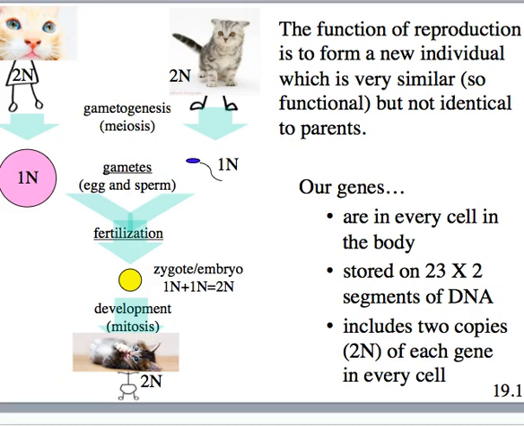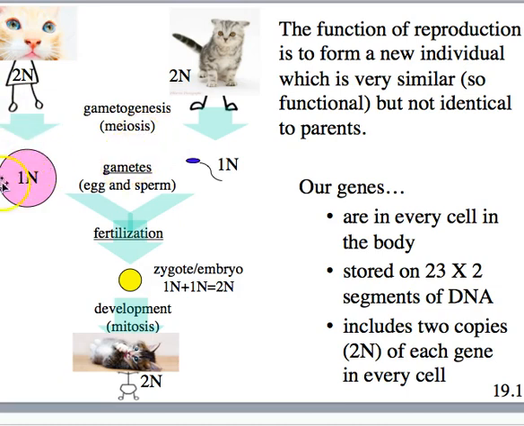Okay, so why do we even reproduce at all? What is the point? The function of the reproductive system is to make a new individual that is similar, so functional, but not identical to the parent. Humans have 2 copies of every gene. We have 23 chromosomes, sorry, 23 pairs of chromosomes. Each chromosome is a piece of our entire DNA that contains millions of genes, one from mom, one from dad.